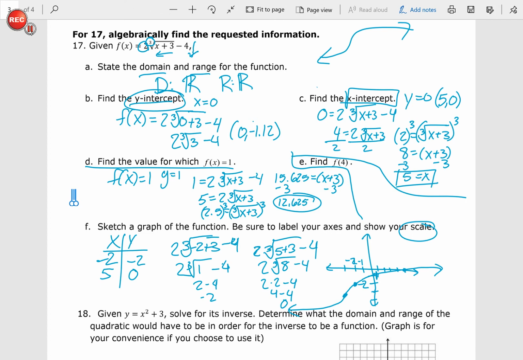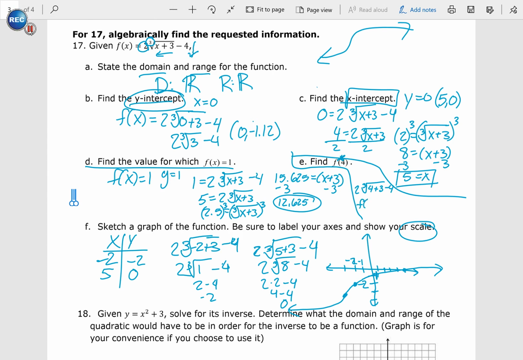Alright, now for E, we're going to find f of 4. F of 4 represents x. When that is our value, our variable, we're going to substitute that in to the equation for wherever x is, which is going to start off being 2 cube root 4 plus 3 minus 4. Okay, so we're going to simplify on the inside.